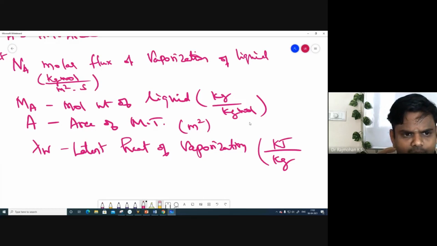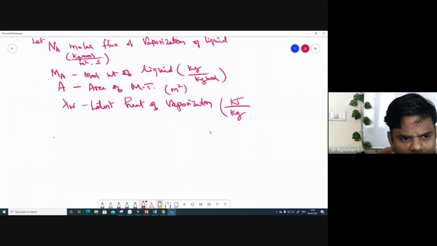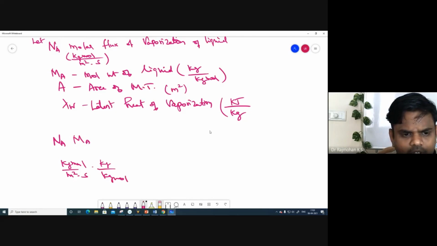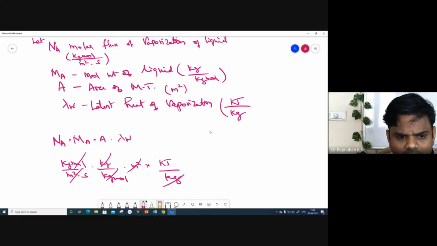So NA is in kg mole per meter square second. Okay, that's why we are using all these terms. NA into MA, that is kg per kg mole, into A, which is meter square, into lambda W, that is kilojoule per kg. So what we get is kilojoule per second. Okay, so that is our QW.